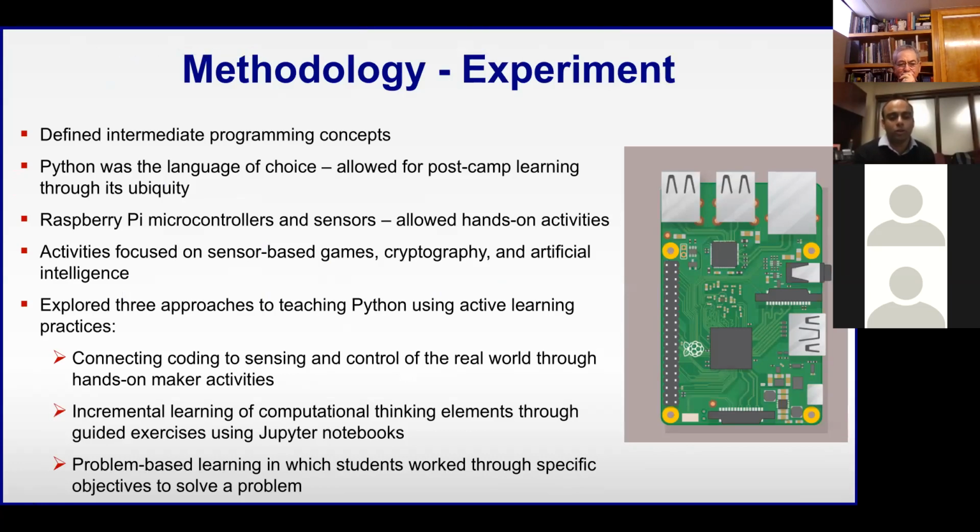And we explored three different avenues to teach Python. The first was based on hands-on projects which connected code to sensing and controlling real-world scenarios. The second was incremental learning through Jupyter notebooks that used guided exercises. So now students don't have to write all the code, but they can work in Jupyter notebook cells. And for the third, we essentially presented the students with the problem, and we taught them the tools, and then the students were expected to solve the problem by using the tools they already had at their disposal. So we wanted to see how it worked out.